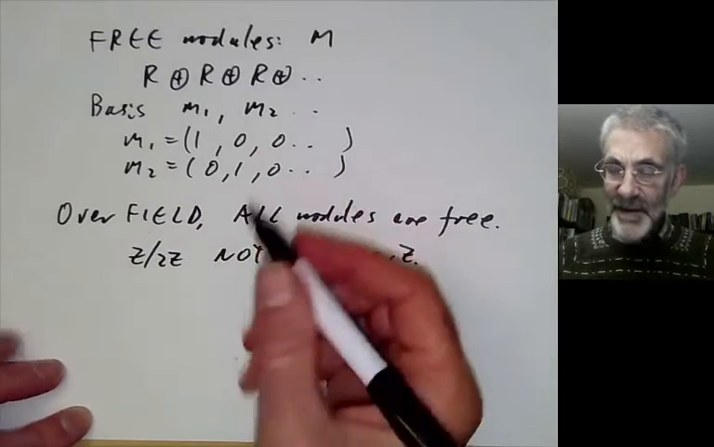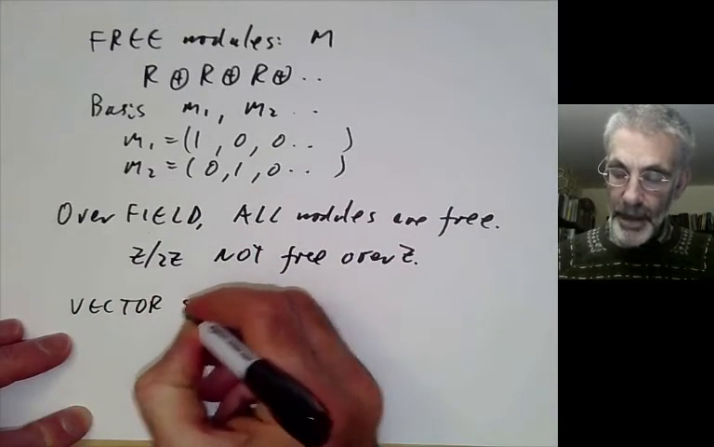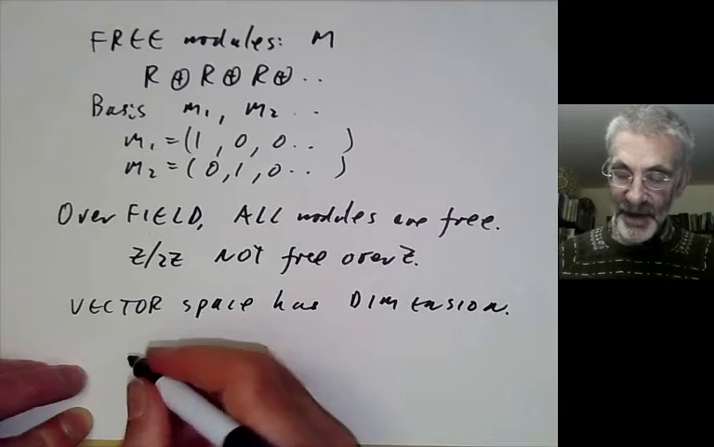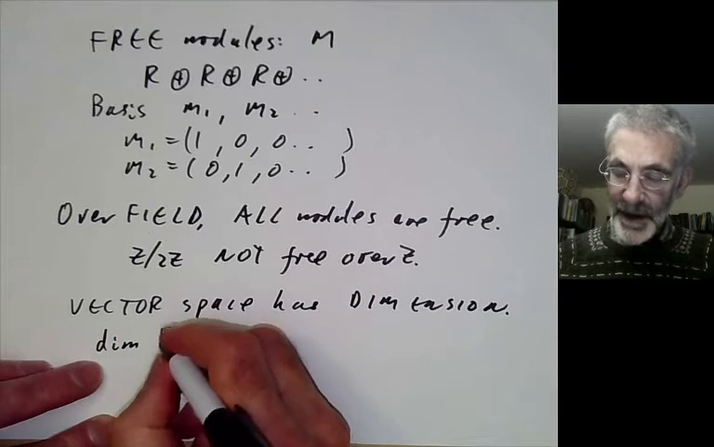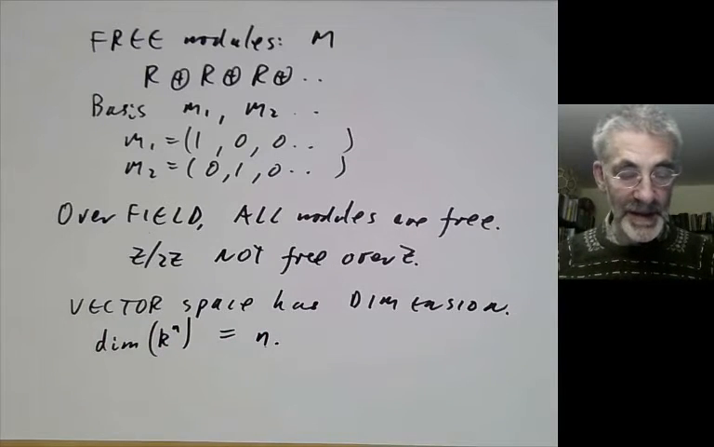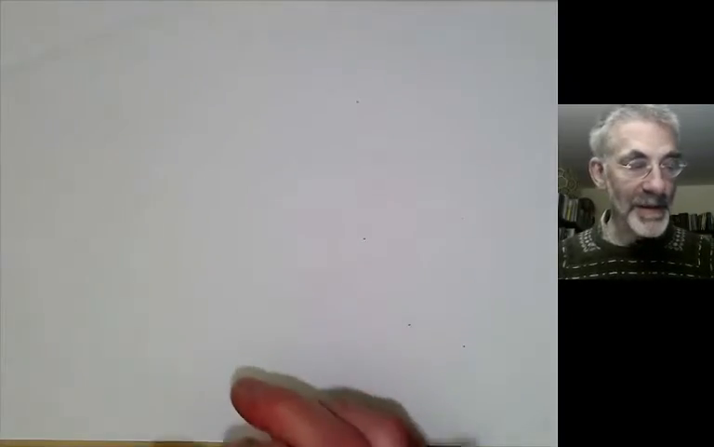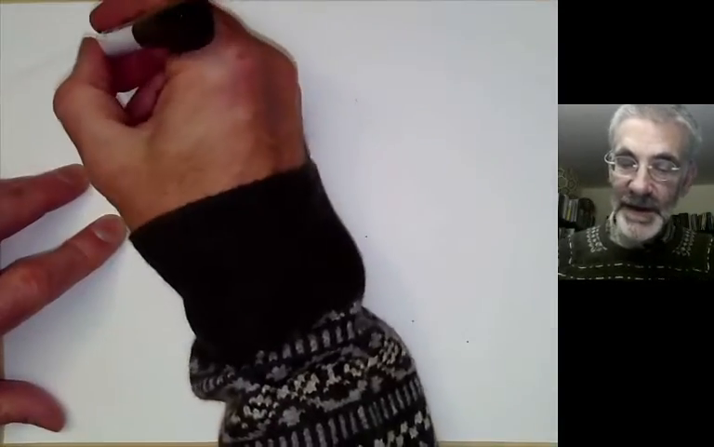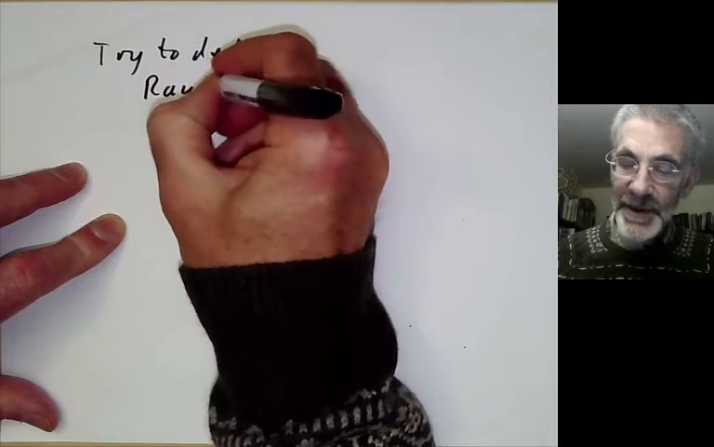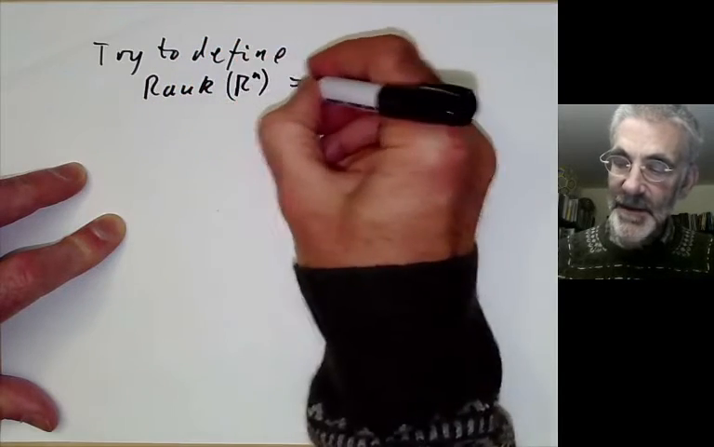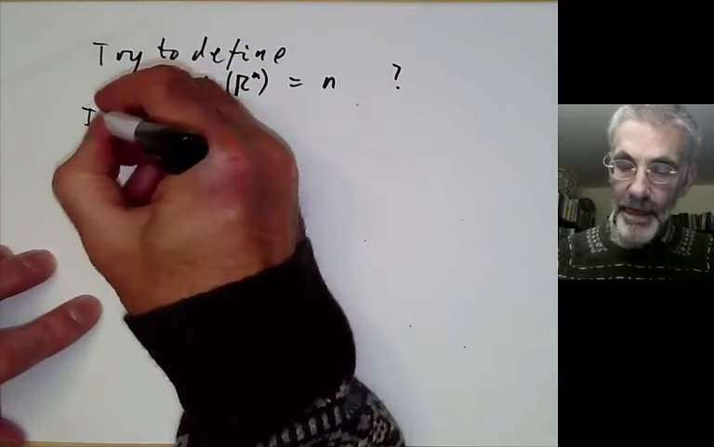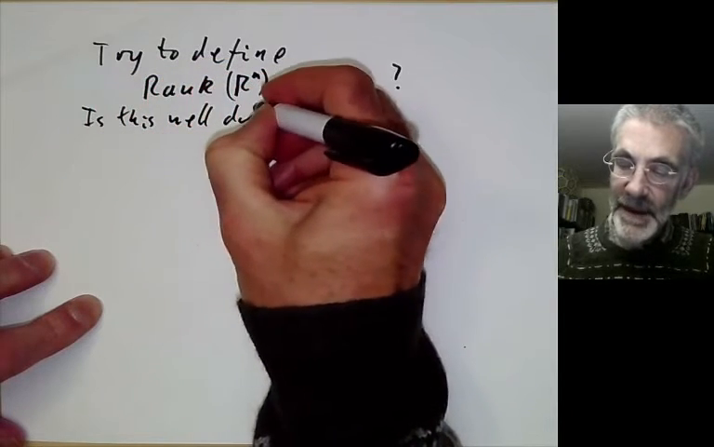What's the basic invariant of a vector space? They have a dimension. And this can be defined as follows. We just define the dimension of k to the n, the sum of n copies of k, to be n, and we check in linear algebra that this is well defined. And we want to know, can we do the same for free modules over a ring? So let's try to define, well, it's usually called the rank rather than the dimension. So we're going to define the rank of R to the n to be equal to n. And the question is, is this well defined? So let's take a look.